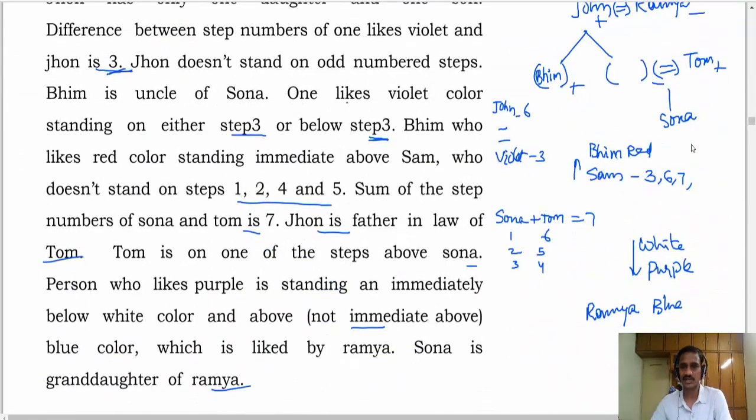Now this is the information we have. Sona is the granddaughter of Ramya. This is the information we got. Then tell me from where we can start. Now Sona and Tom sum to 7. Sona and Tom, the value is 7.